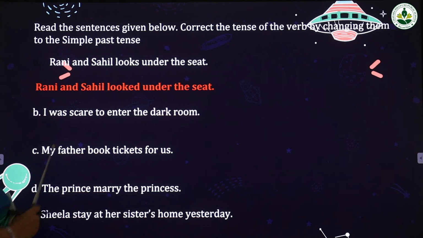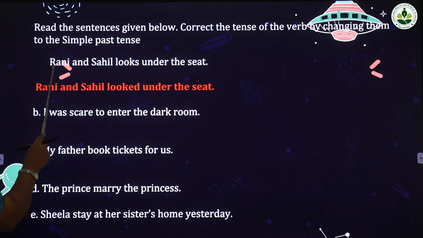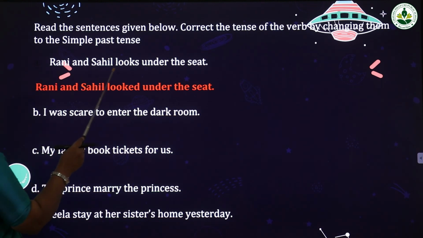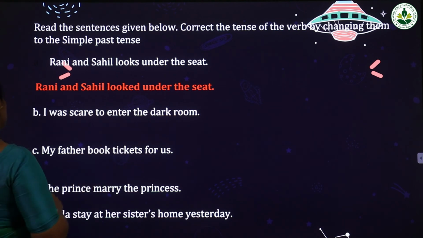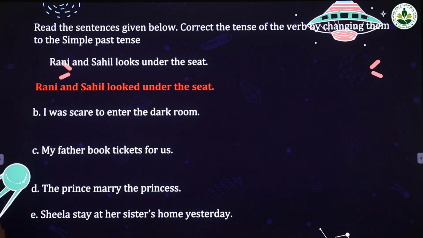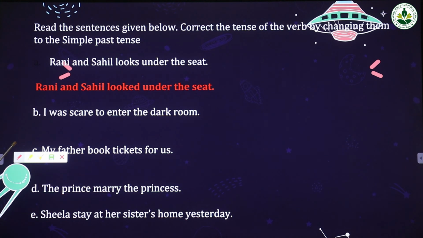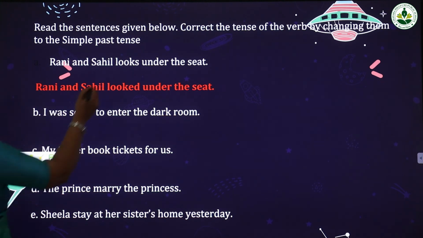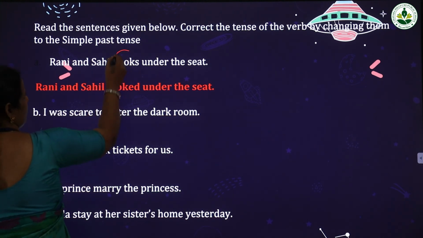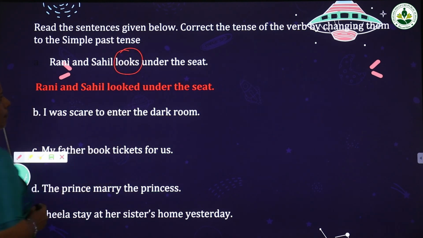then the next one, read the sentences given below and correct the tense of the verb by changing them to simple past tense. One example is given for you. Rani and Sahil looks under the seat. See, in this sentence the verb is looks.